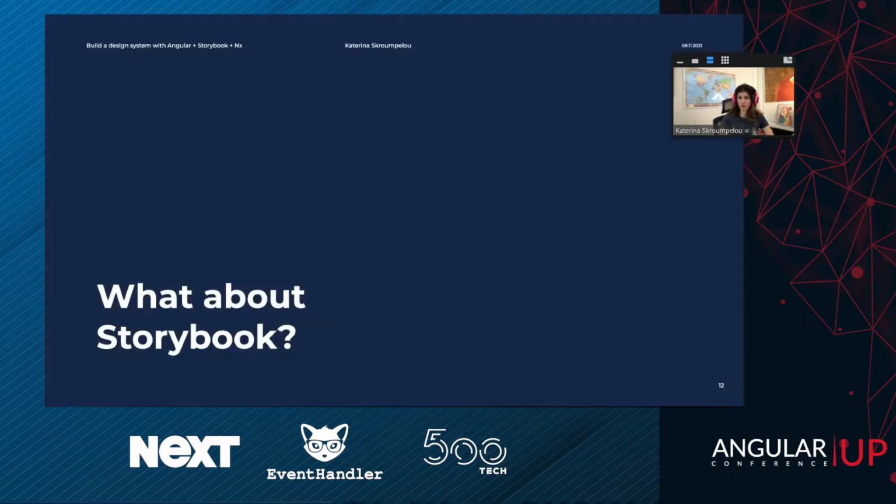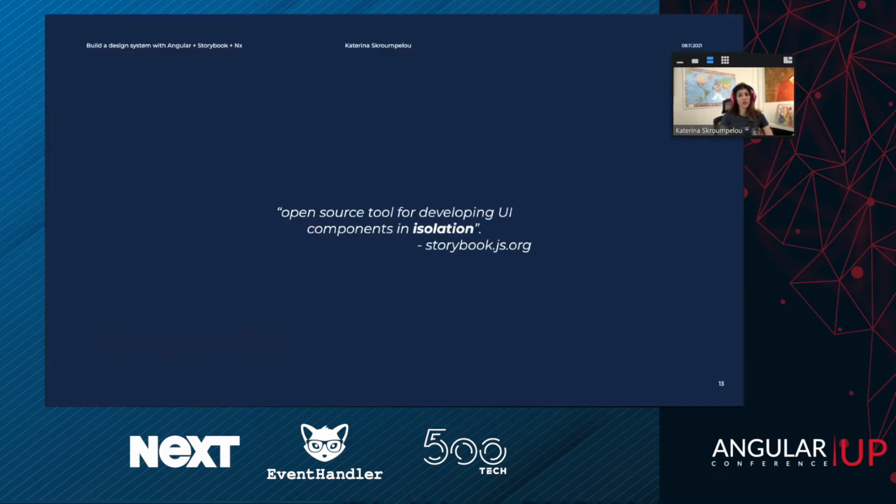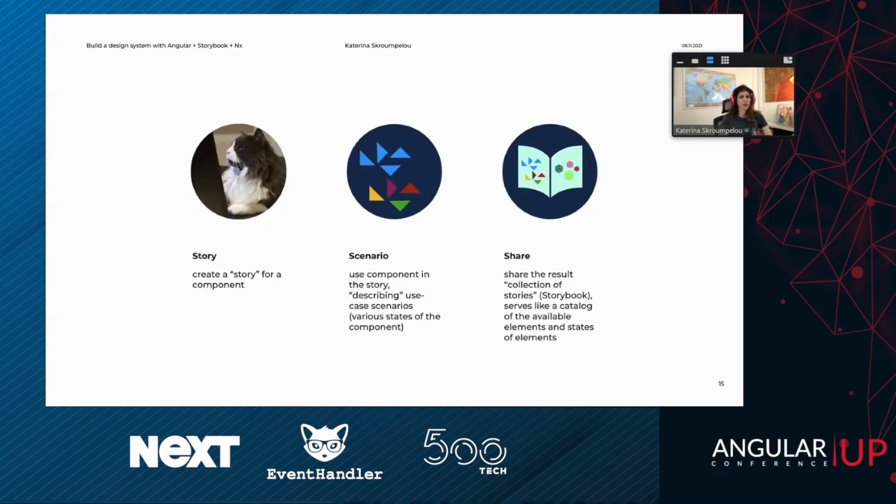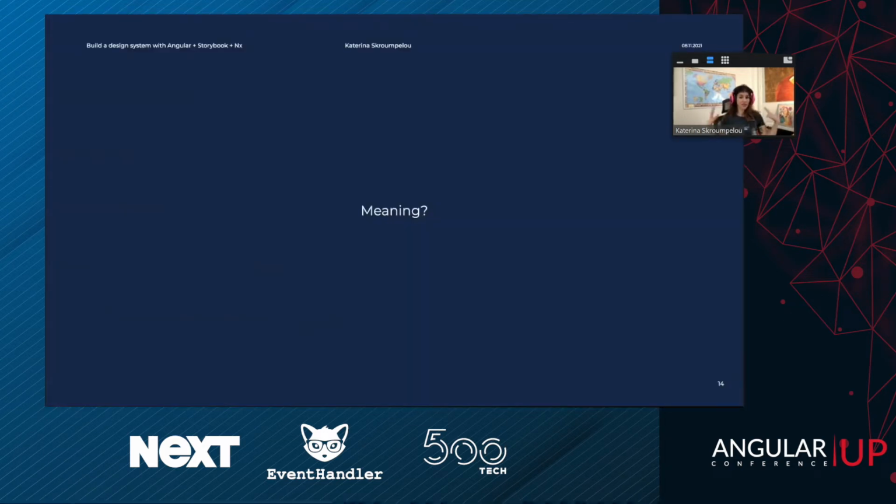Let's see what Storybook is now. What is Storybook? It's an open source tool for developing UI components in isolation. What does that mean though? So let's think of a scenario first of all before I go into exactly what Storybook is.